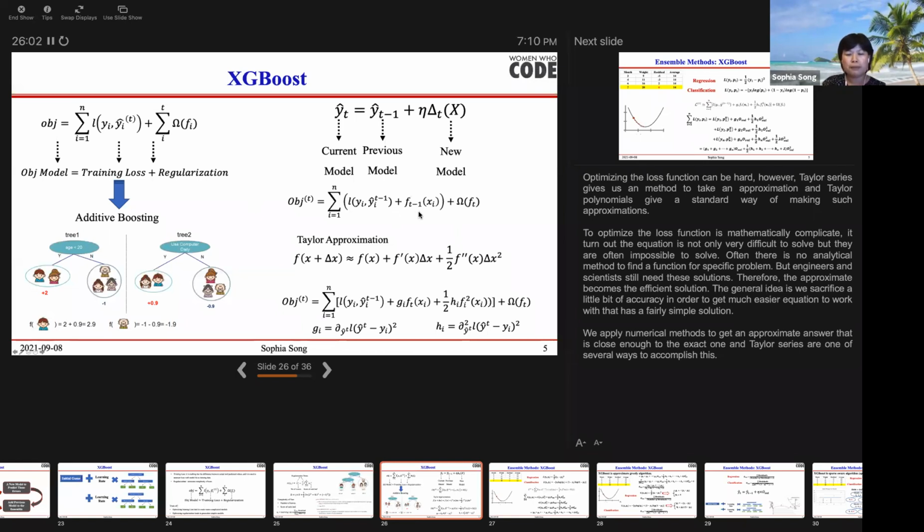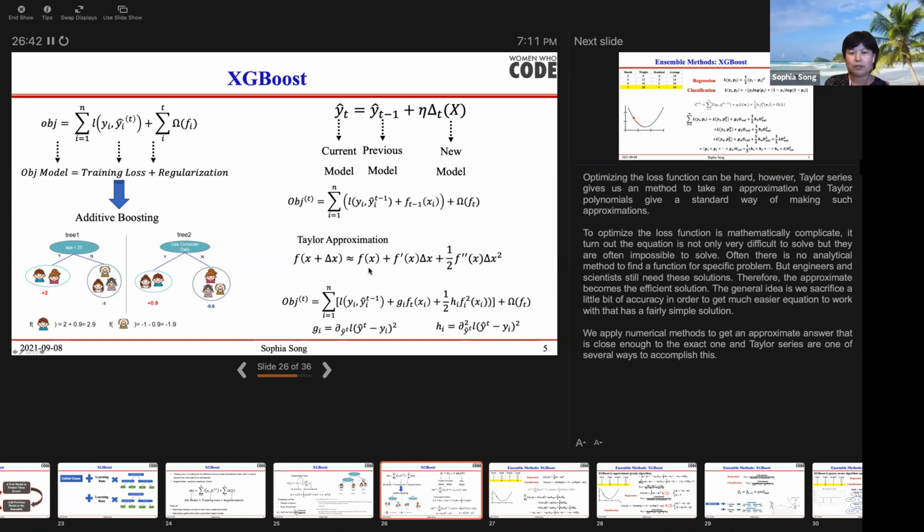If we optimize this loss function, it's not only hard, sometimes it's impossible. So if it's very hard to describe some relationship, you can use an approximation. Here for XGBoost, we introduce the Taylor approximation. I maybe do not want to spend time on this item. You can go back and do some research about this one.